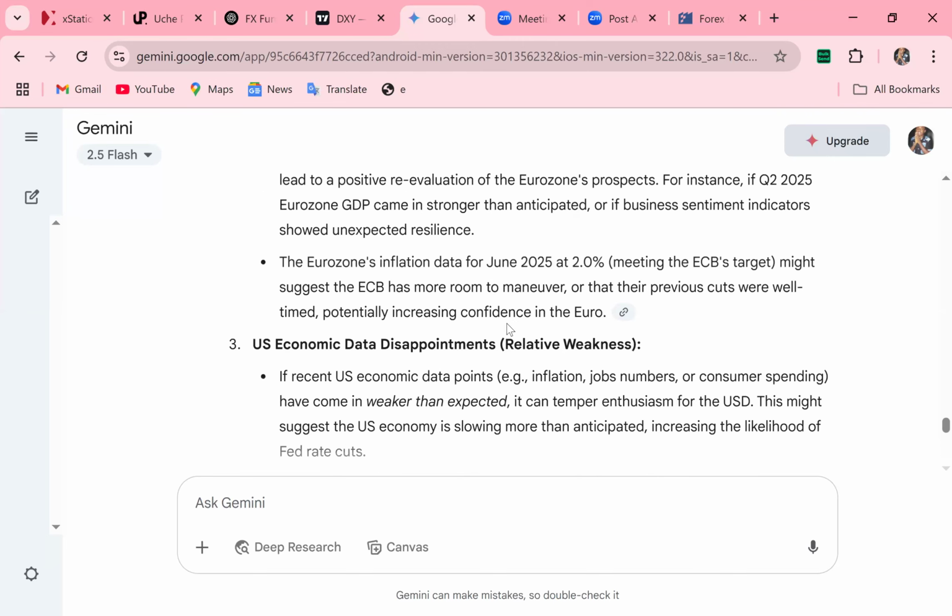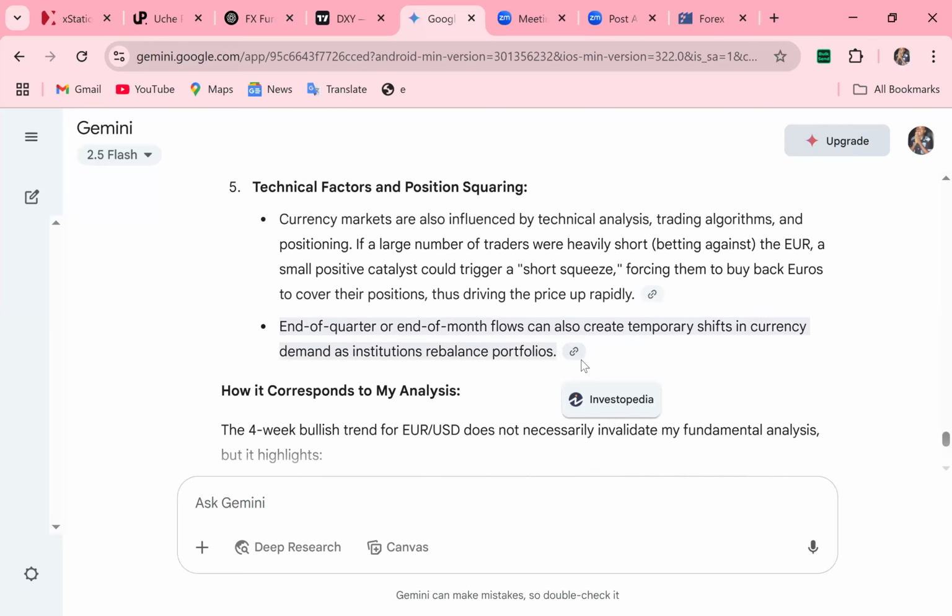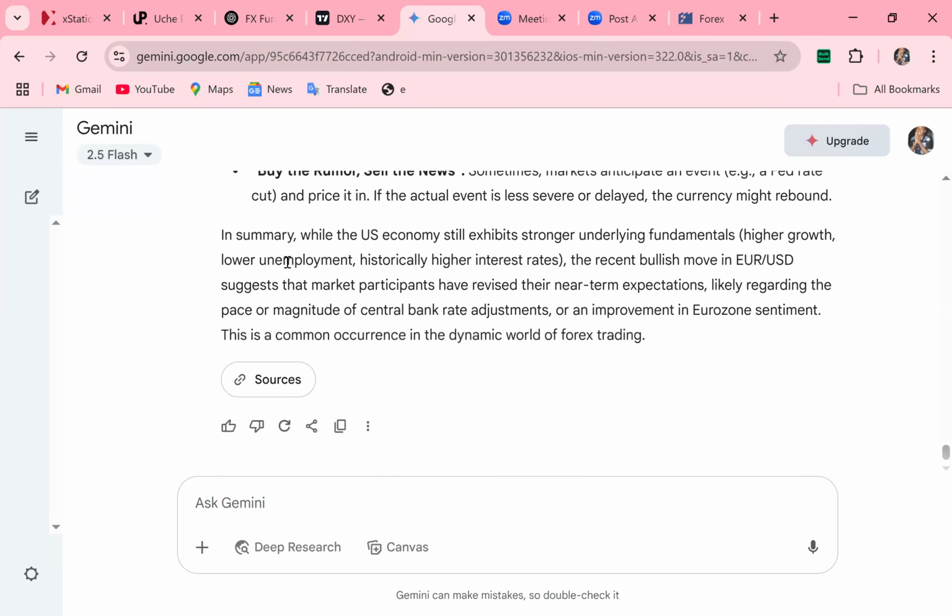But let me quickly go down because this is long, to the conclusion part of it. They said, in summary, while the US economy still exhibits strong underlying fundamentals, higher growth, lower unemployment, historically higher interest rates, the recent bullish move on Euro USD suggests that market participants have reversed their near-term expectations, likely regarding the pace and magnitude of central bank rate adjustments or the improvement in Eurozone sentiment. So this is a common occurrence in the dynamic world of forex trading.